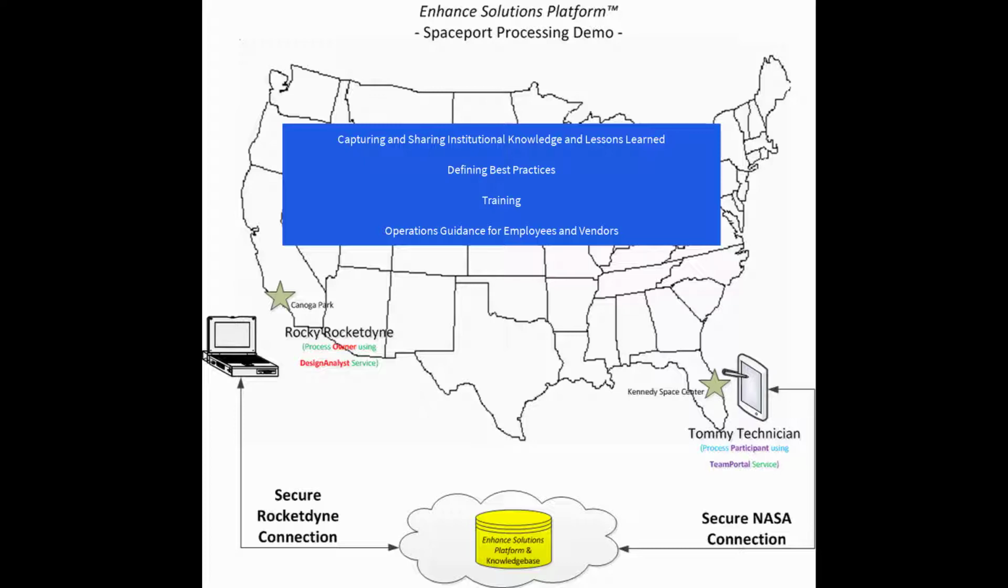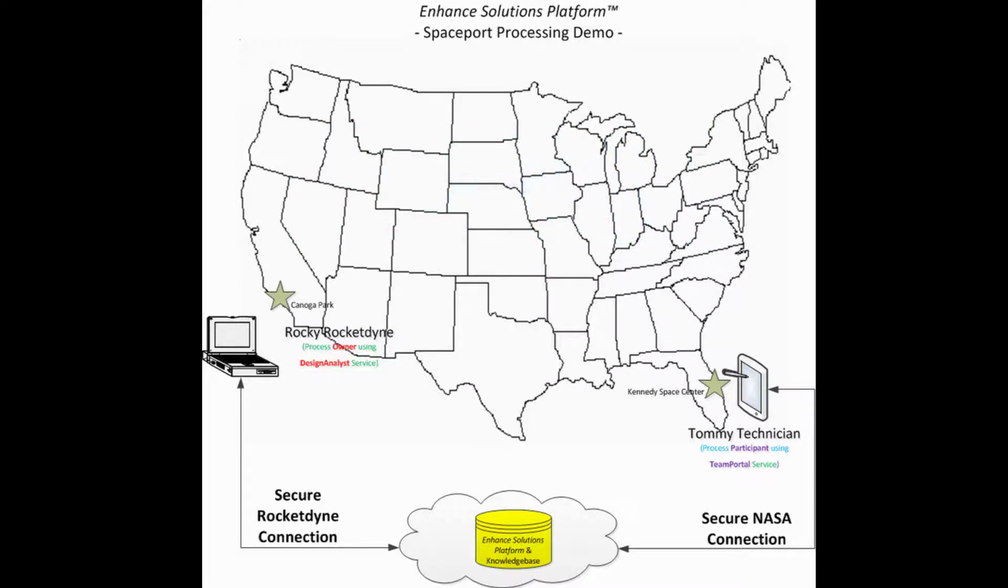To start, let's assume that a space shuttle has just arrived back at Kennedy Space Center and that we are Tommy Technician. As Tommy, we recall that the turbopump repair process has just been modified by the contractor. Remember, that's Rocketdyne. So we are going to need to use Enhance to access the updated repair process. Let's go access Team Portal.